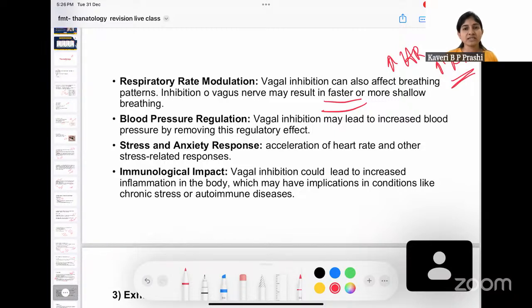But when the vagus is inhibited, the respiration becomes very fast. And when you're trying to take breaths very fast, it cannot be deep. It becomes very shallow. Okay.